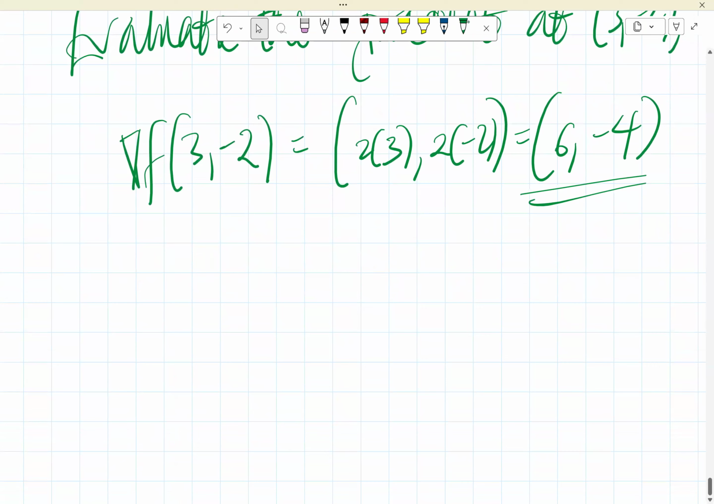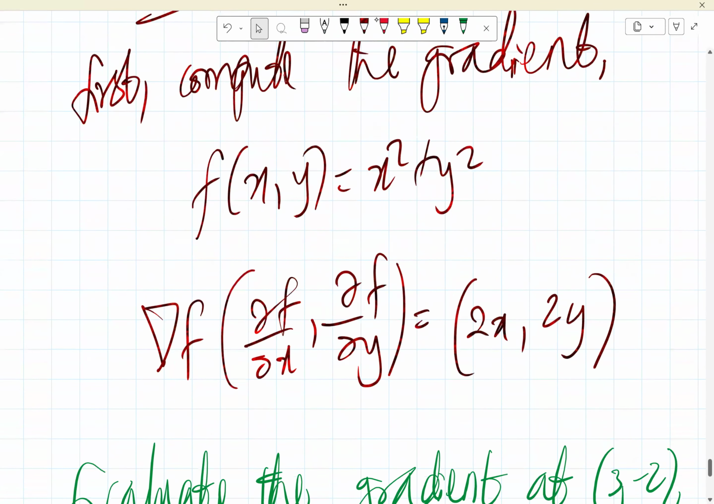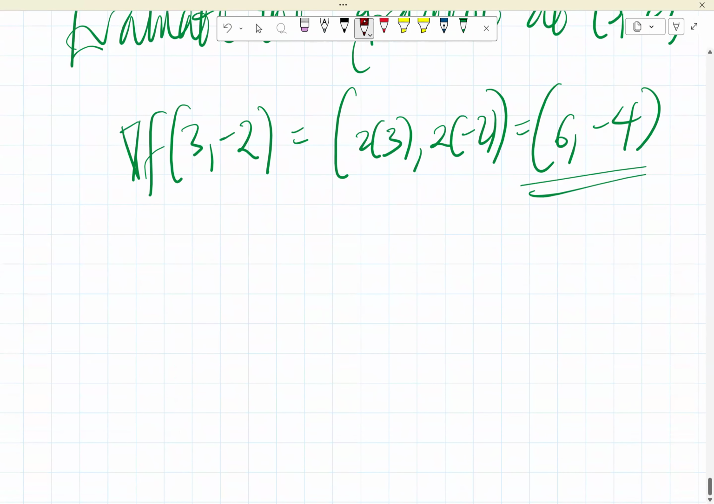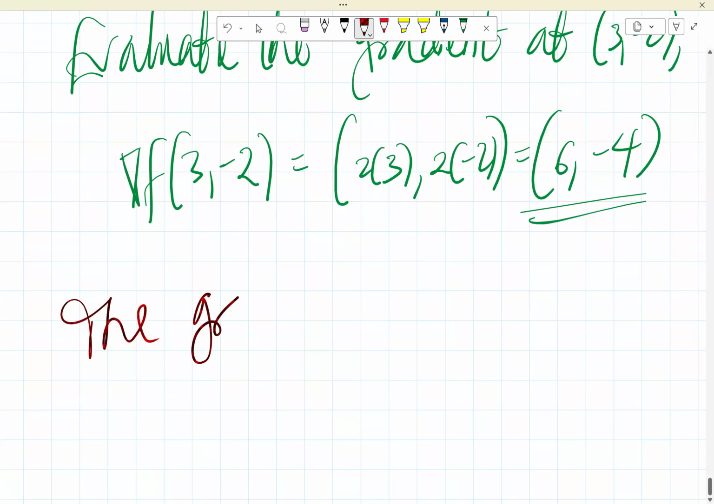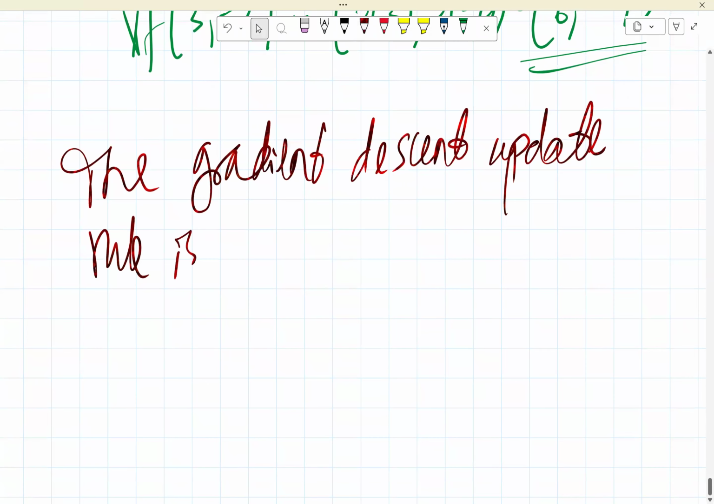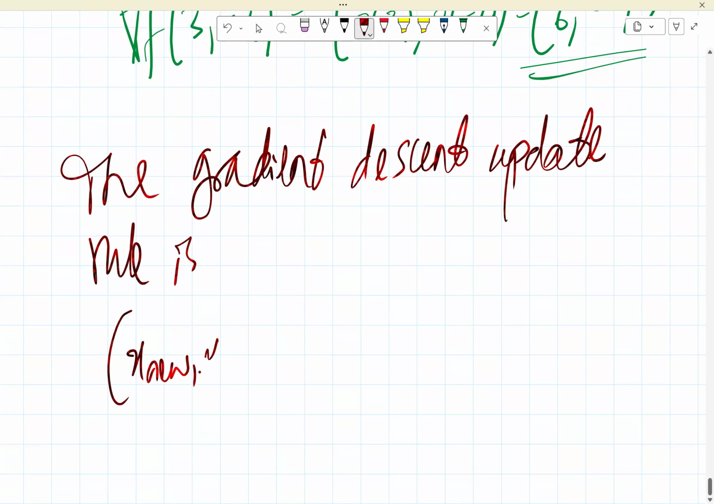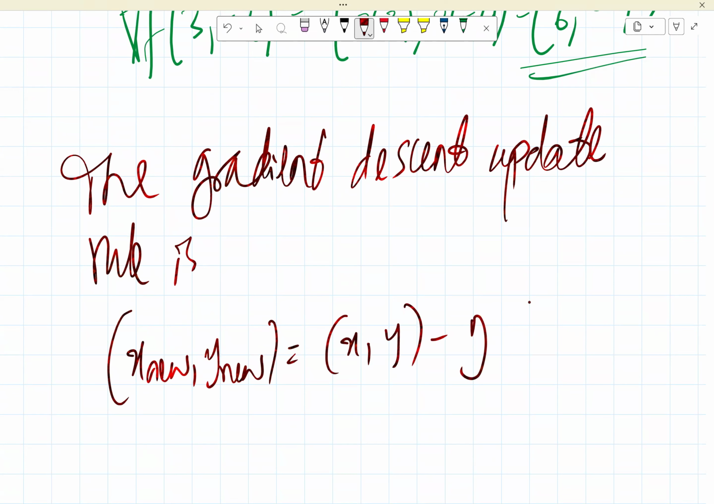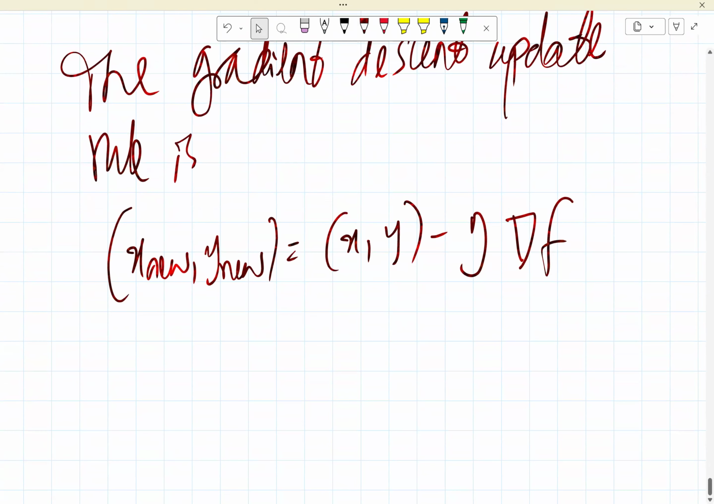And then we do the gradient descent update. The gradient descent update rule is: x new comma y new is equal to x comma y minus eta multiplied by the gradient of f, like that. Then we substitute the given values.